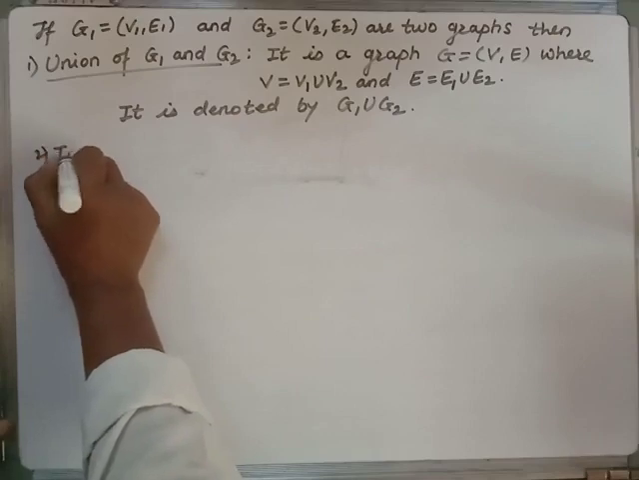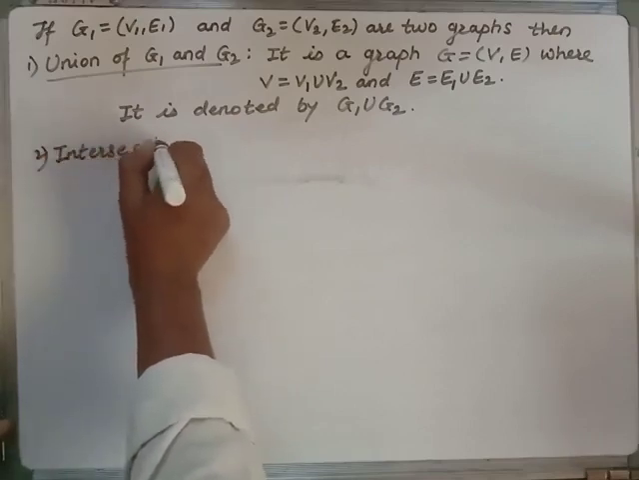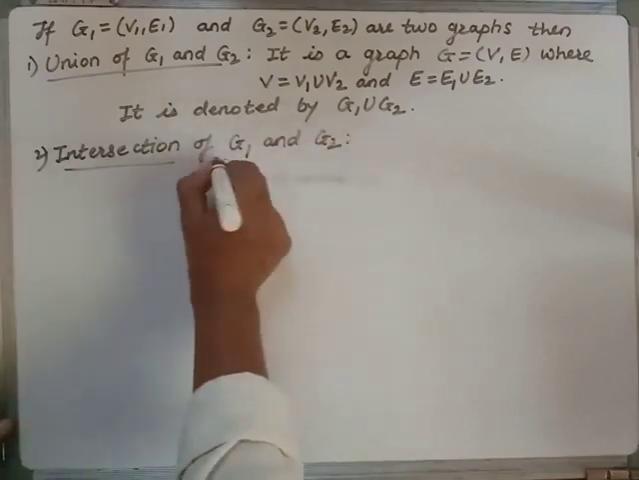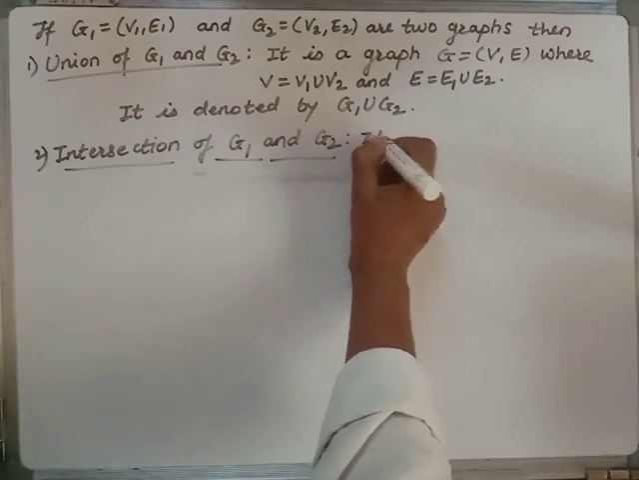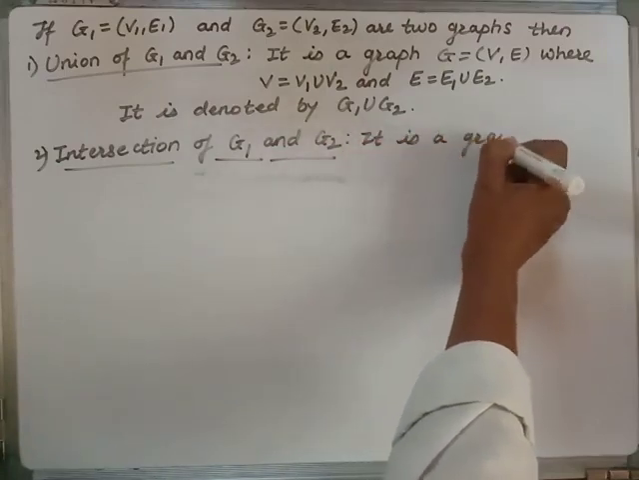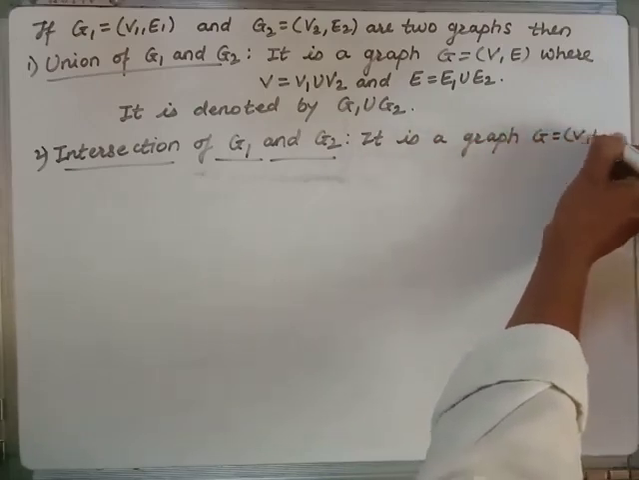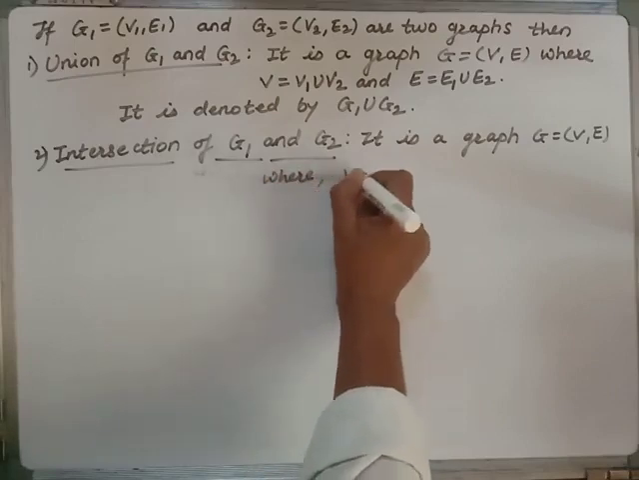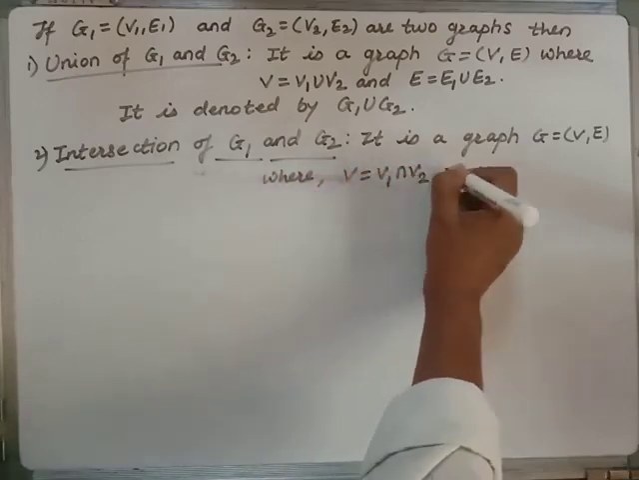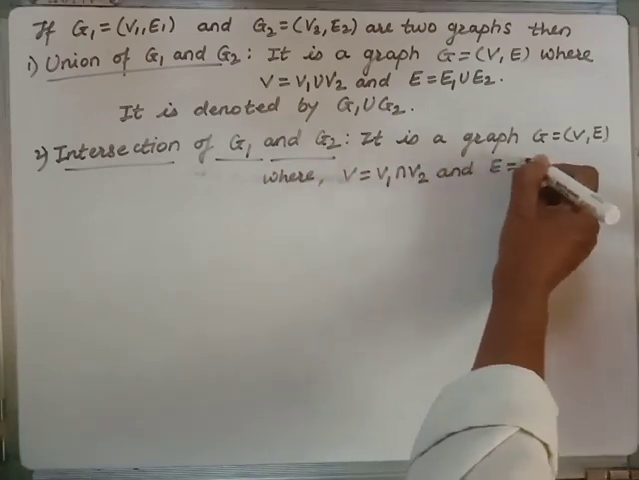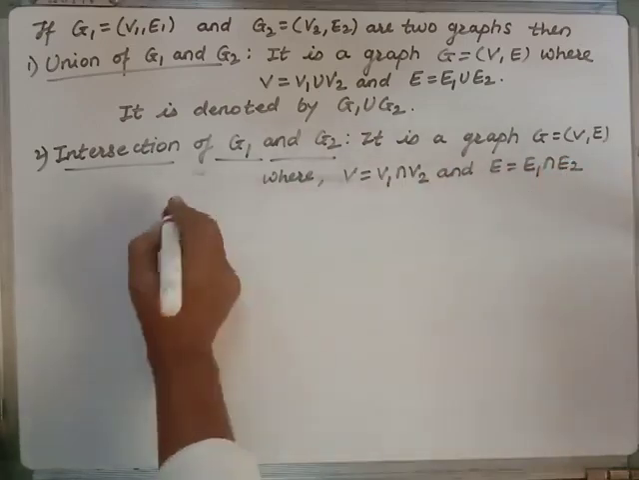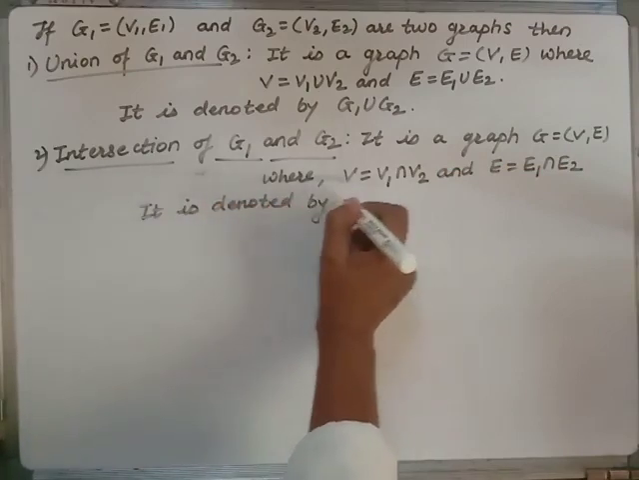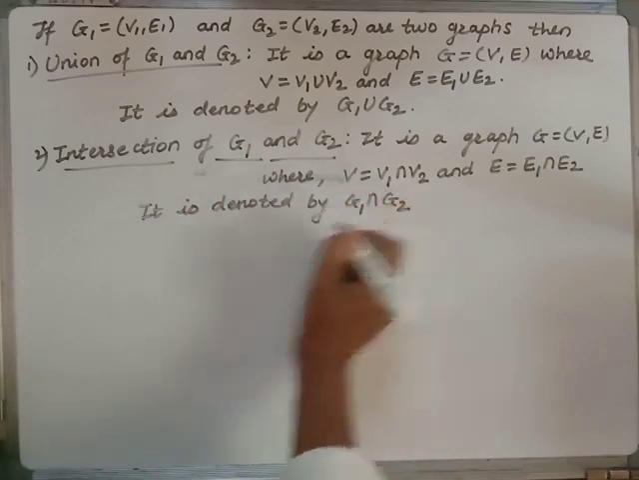Second, intersection of G1 and G2. It is a graph G with vertex set V, edge set E again, where V is what? V1 intersection V2 and the edge set is what? E1 intersection E2. It is denoted by G1 intersection G2, right?